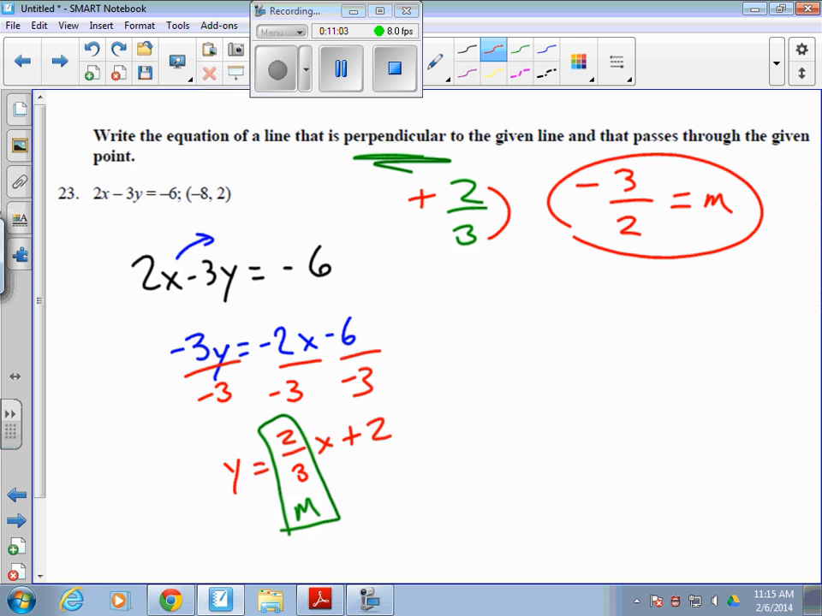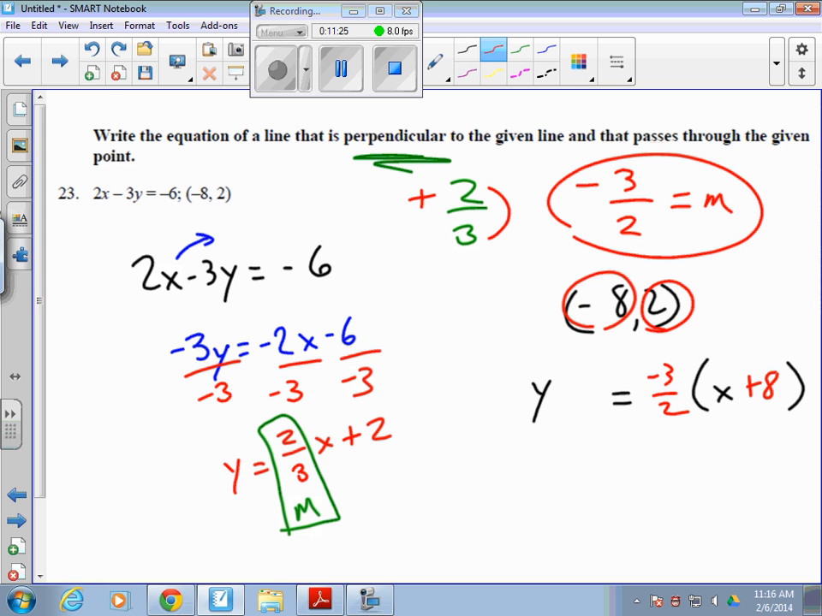It says it goes through the point -8, 2. So you've got a point and you've got a slope. Write it in point slope form. Y minus y sub 1 equals m times x minus x sub 1. M's value is -3 over 2. The opposite of x, it says -8, is +8, and the opposite of y, it says +2, is -2. Y minus 2 equals -3 over 2 times x plus 8.